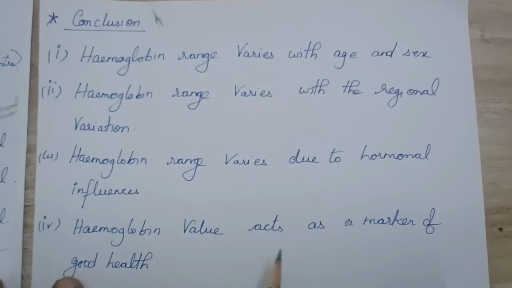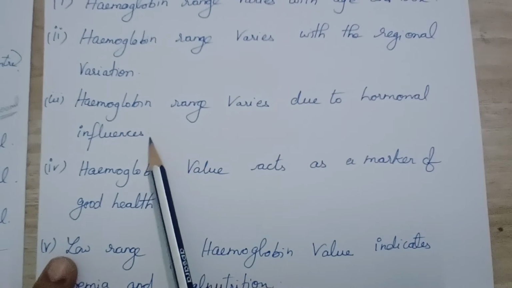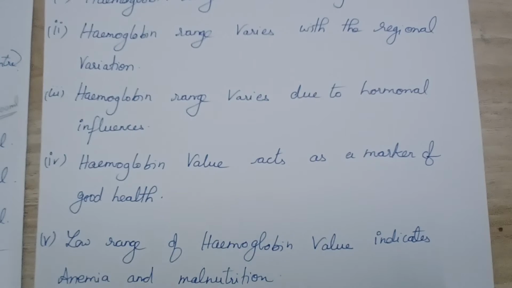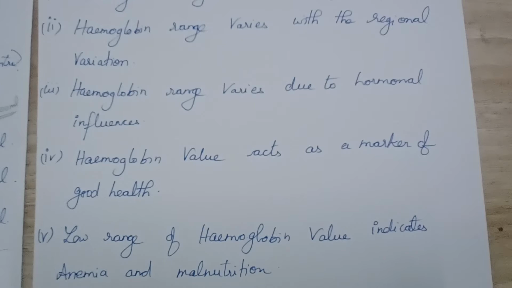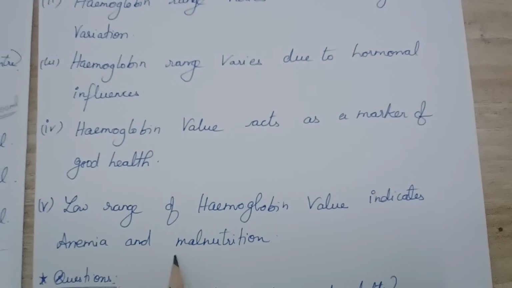Next, the hemoglobin range varies due to hormonal influences. Because of some hormones, the hemoglobin range will vary. Then what is the importance of hemoglobin? Hemoglobin value acts as a marker of good health. If you have good hemoglobin content, you are in good health condition. A low hemoglobin value indicates that you are affected by anemia or malnutrition.